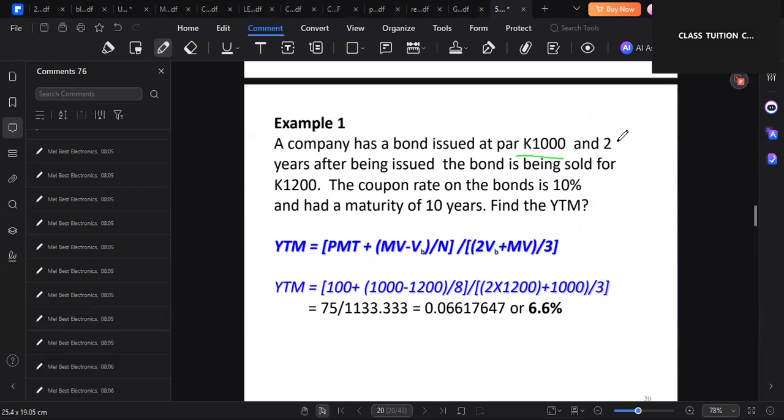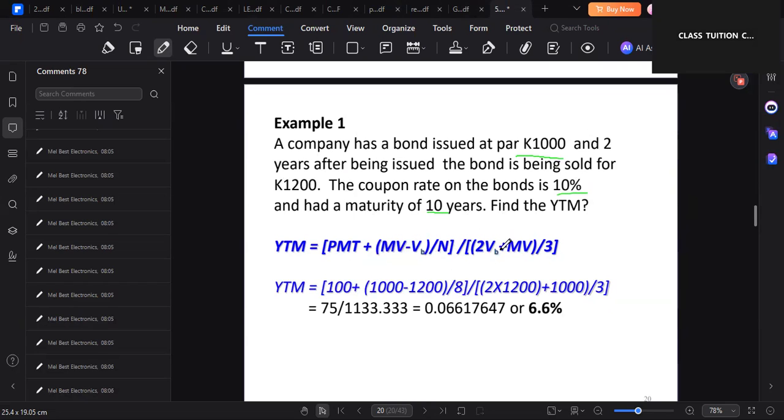All right. So using this formula, we are told that a bond was issued at par. It's a 10-year bond and it's sold 2 years after being issued. And it is being sold for 1,200. The coupon interest is 10%, and this bond has 10 years. Calculate the yield to maturity. So using this formula, the coupon payment, the capital I, is calculated as 10% of what? Of 1,000, which is 100. Then the maturity value minus the selling price of the bond, so 1,000 minus 1,200 over N. Our N is 8 because it's a 10-year bond, which is sold after 2 years. So 10 minus 2 is 8.